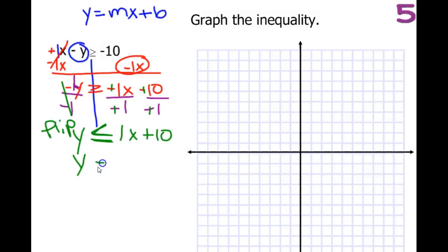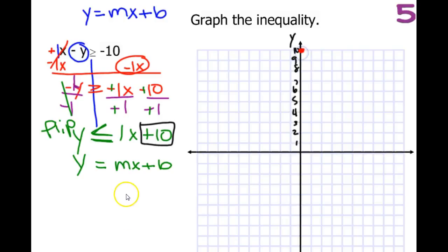So this is in the form y equals mx plus b. So let's graph it. B is 10. On our y-axis, we're going to start at 10. There's 10 right at the top. And my slope is 1, or as a fraction, 1 over 1. I can't go up and to the right, so I need to go the opposite of up and right, which is down and left. Down 1, left 1.